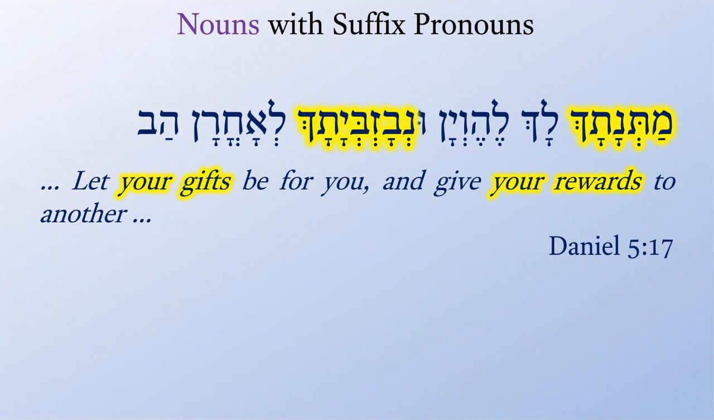Well, let's look at Daniel 5:17 now. Different story, of course, in the book of Daniel. Let your gifts be for you and give your rewards to another, is how it normally reads in modern translations. So the first word, your gifts, where's the yod we would expect for type 2 suffix?